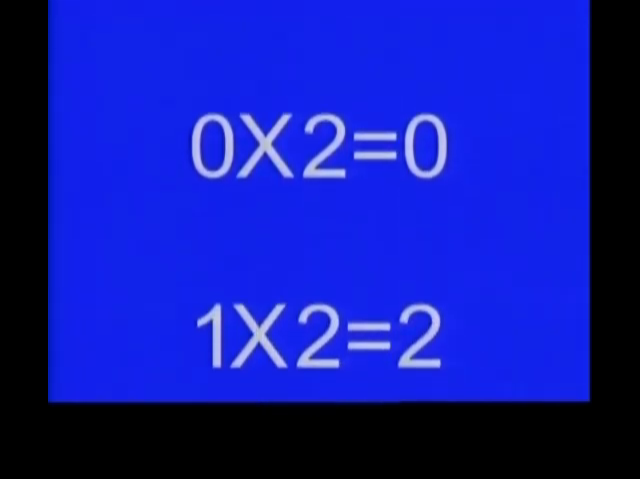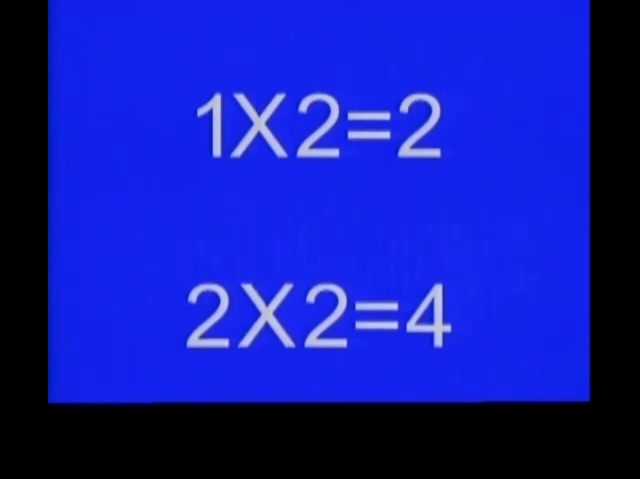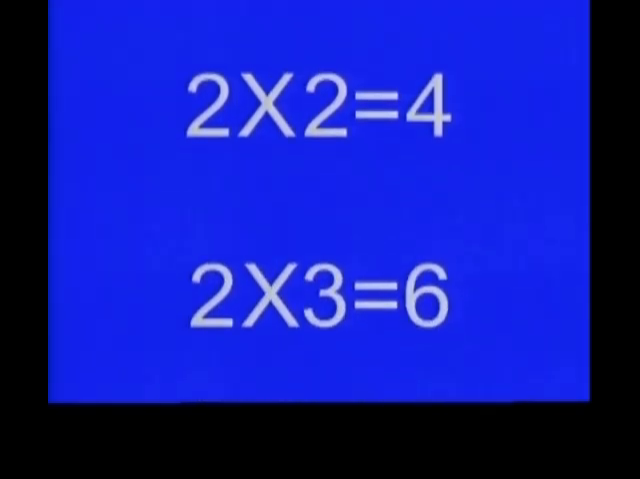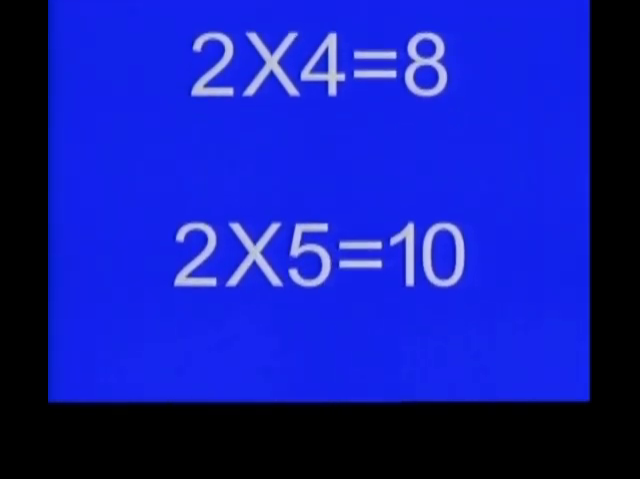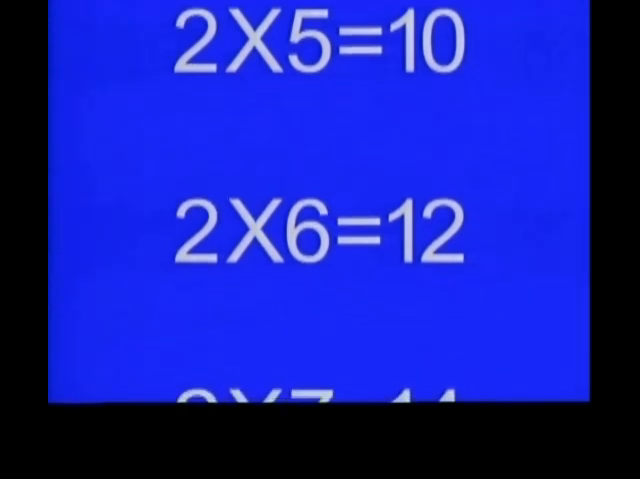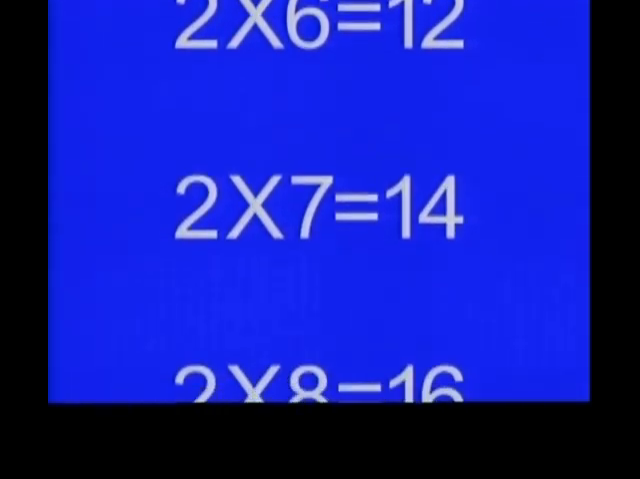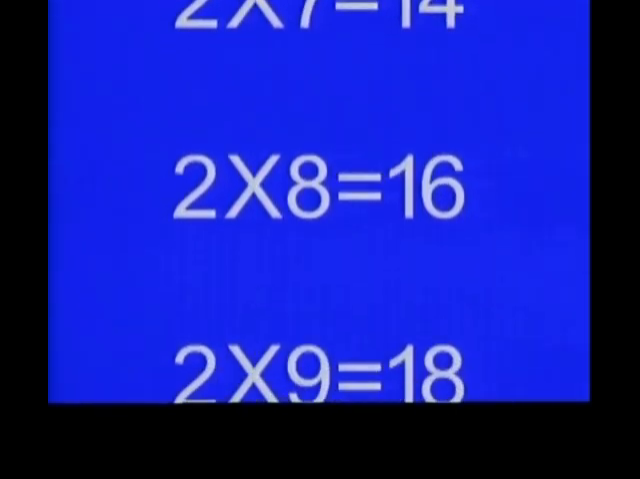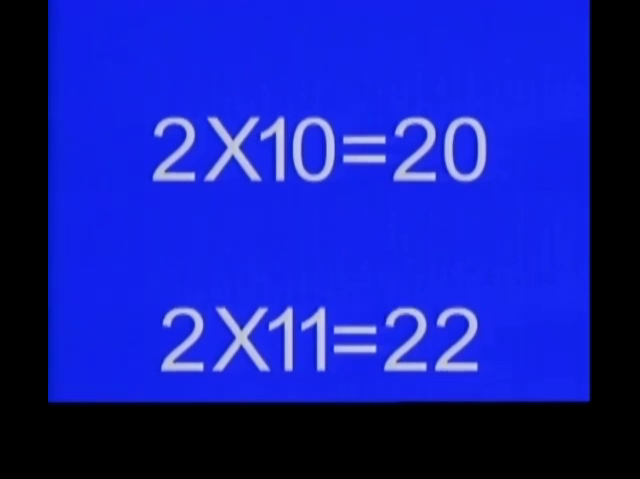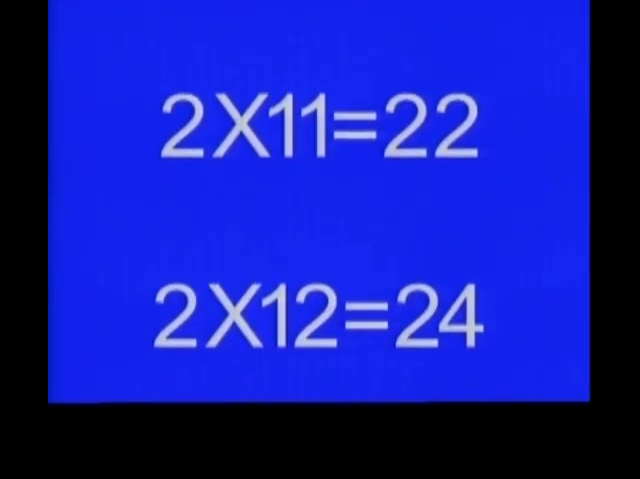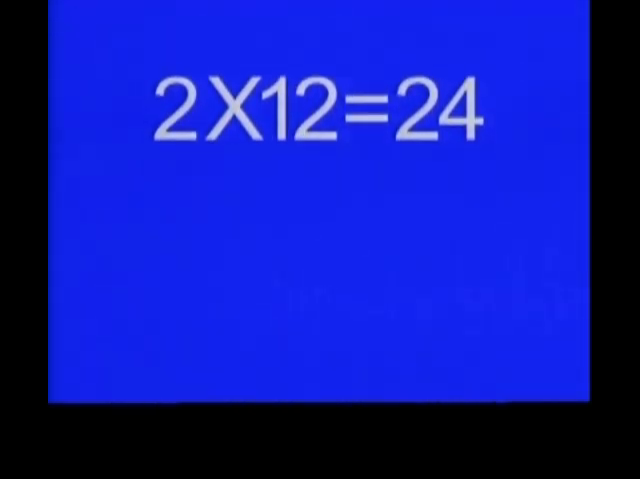0 times 2 is 0. 1 times 2 is 2. 2 times 2 is 4. 2 times 3 is 6. 2 times 4 is 8. 2 times 5 is 10. 2 times 6 is 12. 2 times 7 is 14. 2 times 8 is 16. 2 times 9 is 18. 2 times 10 is 20. 2 times 11 is 22. 2 times 12 is 24.